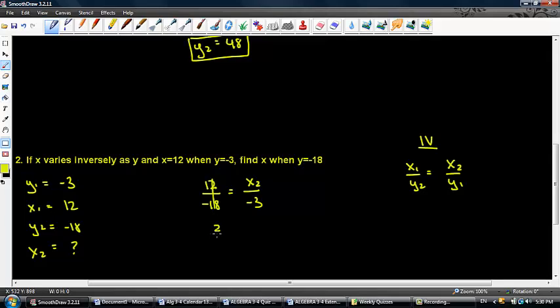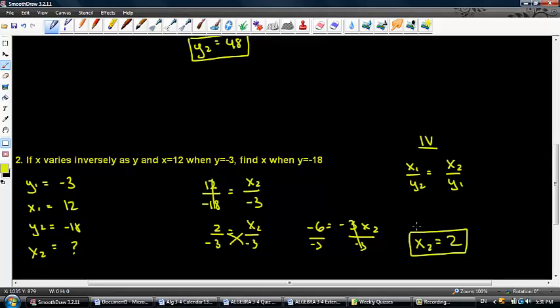They both divide by 6. That's 2 over negative 3 equals x sub 2 over negative 3. I can cross multiply. That is negative 6 equals negative 3 times x sub 2. If I divide both sides by negative 3, what I get is x sub 2 equals 2. All right? That is direct and inverse variation for you.